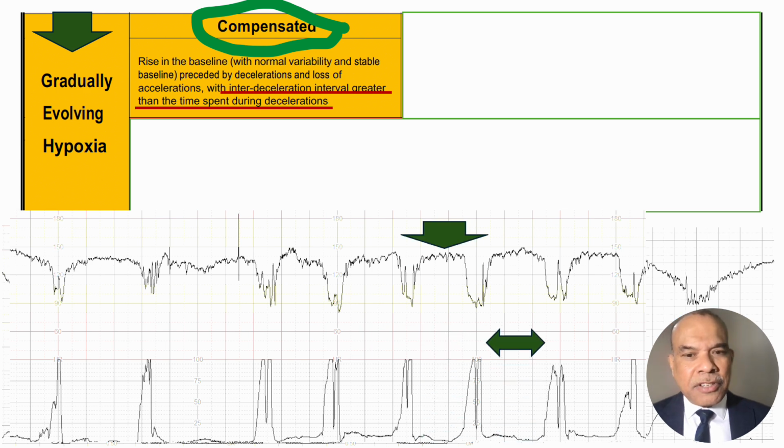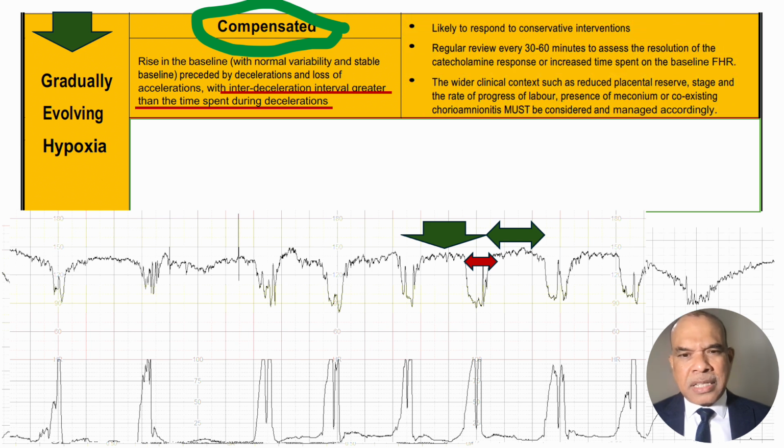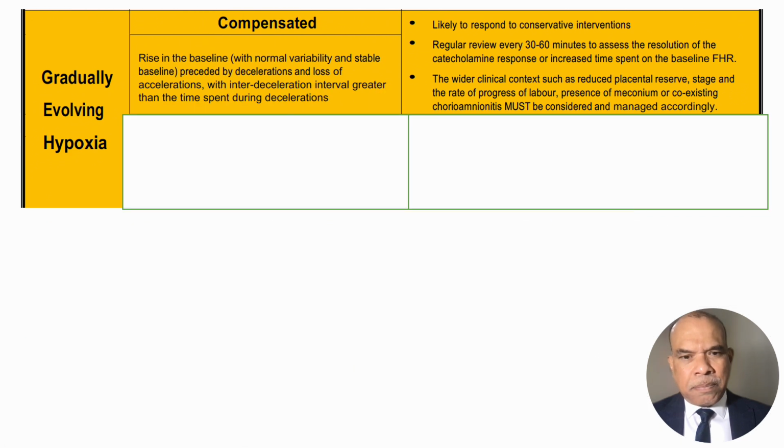Once you understand physiology, you look in between the decelerations, look whether the baseline has gone up. If the baseline has gone up, look for stability of the baseline and variability. So that is going to be your gradually evolving hypoxia. And if the time spent in the baseline is longer than the time spent in the deceleration, the guideline gives you guidance as to how we should manage. It's all about reducing the stress when the baseline has gone up.